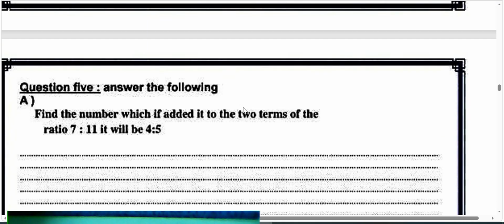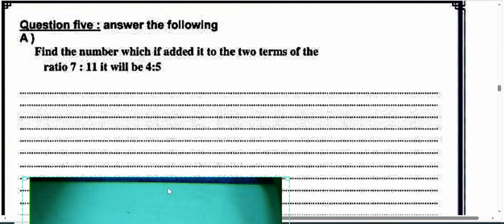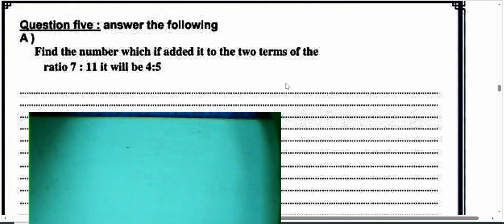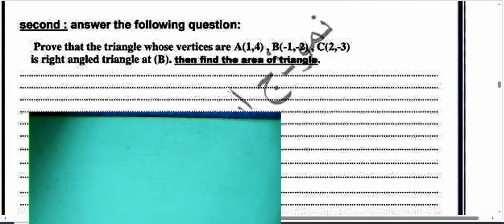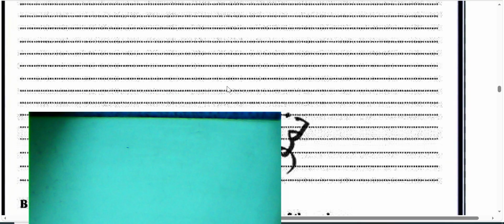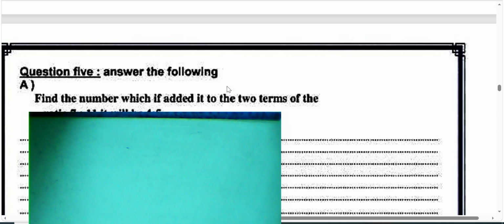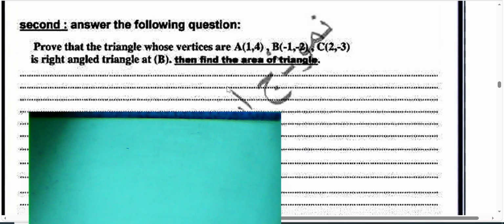Okay, next question. Question number 5. Find the number which, if added to two terms, the ratio will be 4 to 5. This is an algebra question. Okay, this finished the questions about geometry.